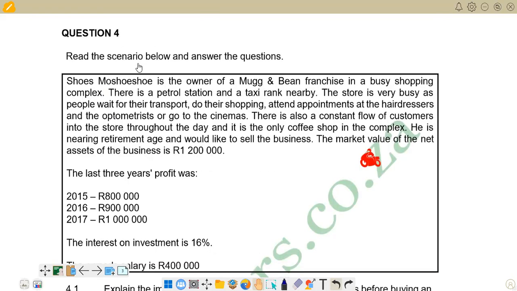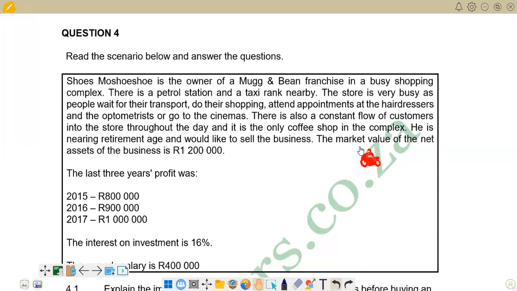The question reads, read the scenario below and answer the questions. Mushushu is the owner of a Mug and Bean franchise in a shopping complex. There is a petrol station and a taxi rank nearby. The store is very busy as people wait for their transport, do their shopping, attend appointments at the hairdressers and the optometrists, or go to the cinemas. There's also a constant flow of customers into the store throughout the day, and it is the only coffee shop in the complex. He is nearing retirement age and would like to sell the business.